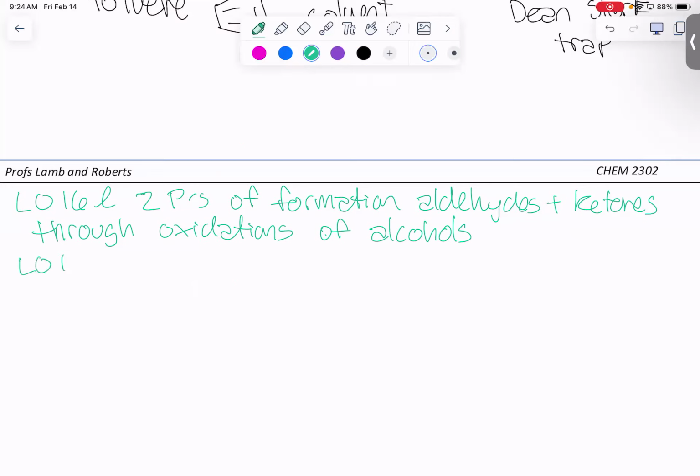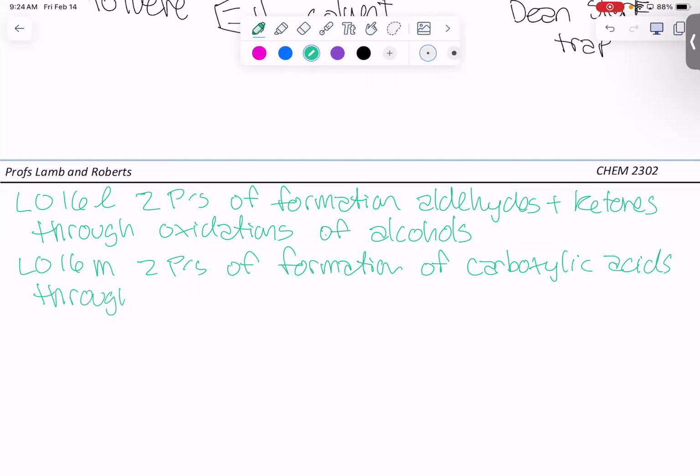Our next learning objective is almost the exact same. Instead of forming aldehydes and ketones from alcohols, we're going to form carboxylic acids from alcohols. So that's learning objective 16M, which is the two P's of formation of carboxylic acids through oxidation of alcohols. And these are all in chapter 16.9.